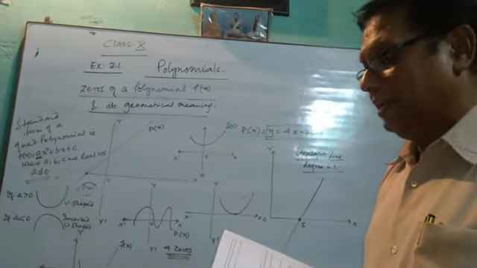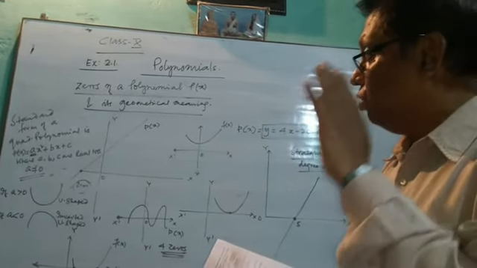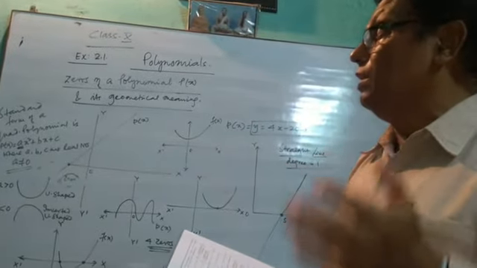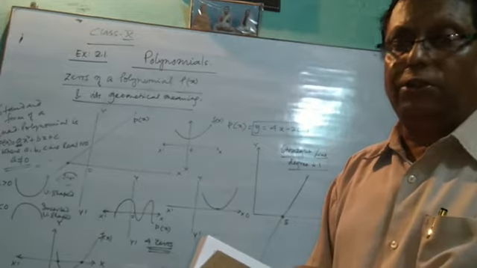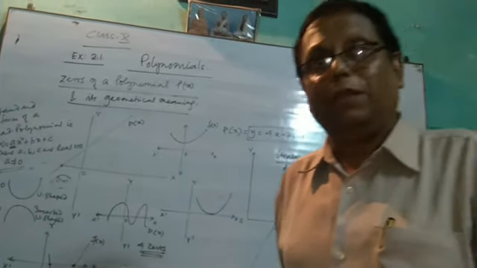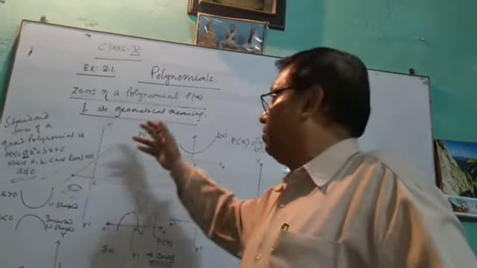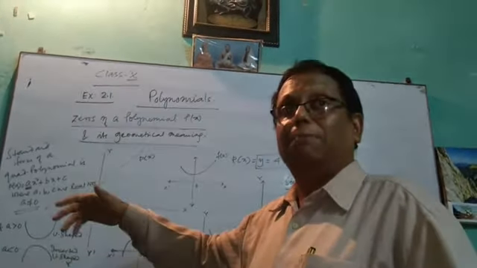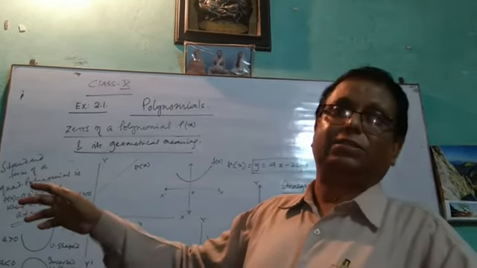So, dear students, I have tried to give you an idea of polynomials and the graphical, geometrical meaning of the zeros of a polynomial. I tried to explain that zeros of a polynomial are the value or values of the variable for which the polynomial becomes zero. And geometrically, we can say it is the number of points where the polynomial graph intersects the x-axis.